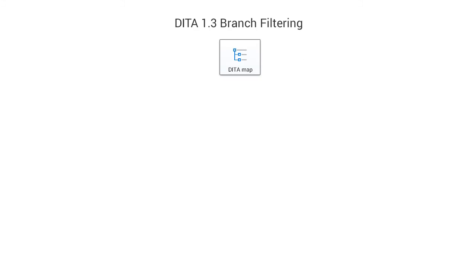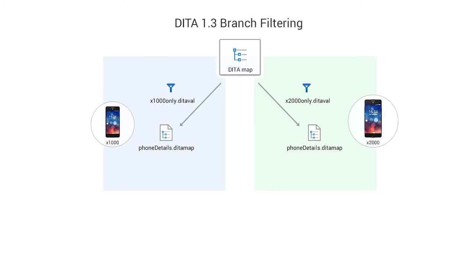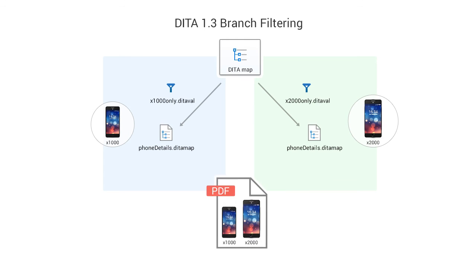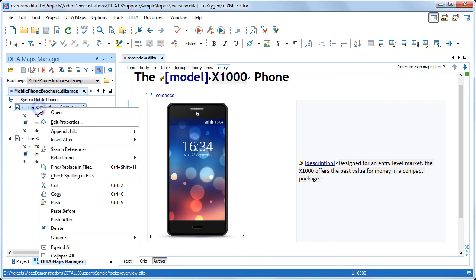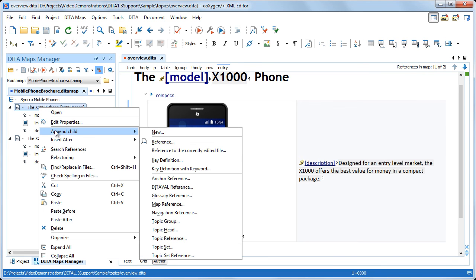In our use case, we'll generate a single publication that contains information about the 2 phone models by reusing the contents of individual topics multiple times within a single map, each time using different filtering conditions to produce different, tailored output. We add the phone details map to our brochure map to include the information for the first phone, the X1000.